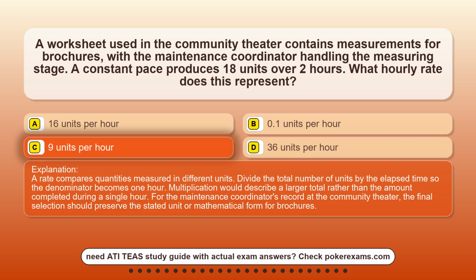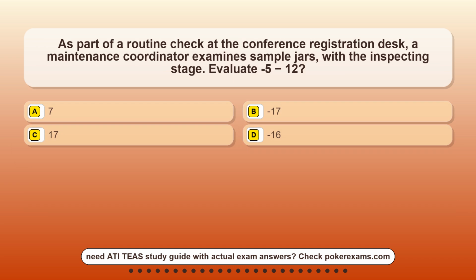A rate compares quantities measured in different units. Divide the total number of units by the elapsed time so the denominator becomes 1 hour. Multiplication would describe a larger total rather than the amount completed during a single hour. For the maintenance coordinator's record at the community theater, the final selection should preserve the stated unit or mathematical form for brochures.